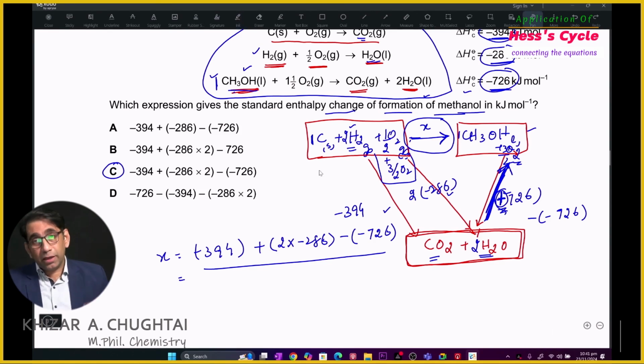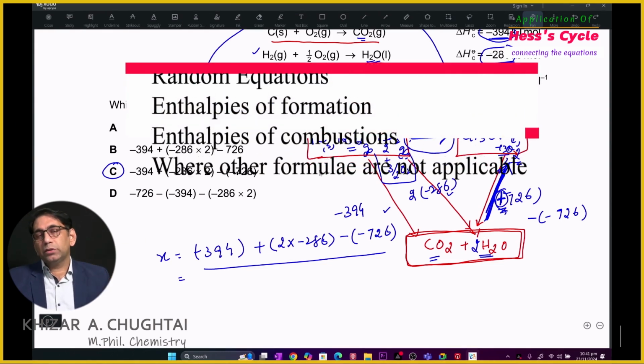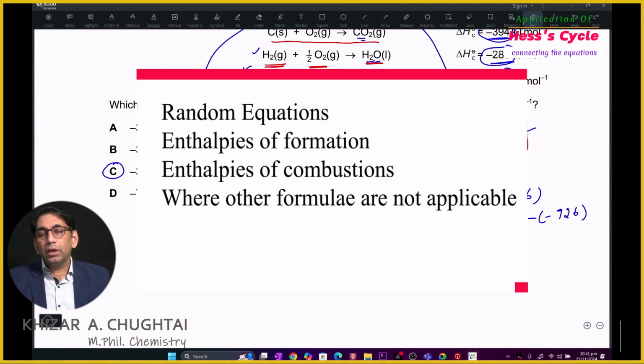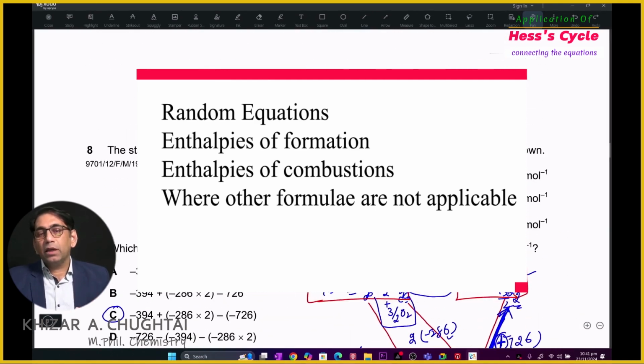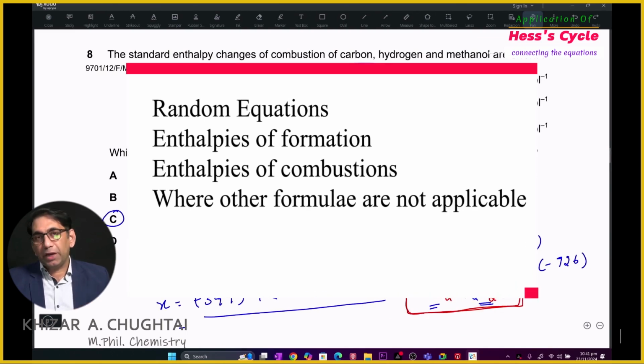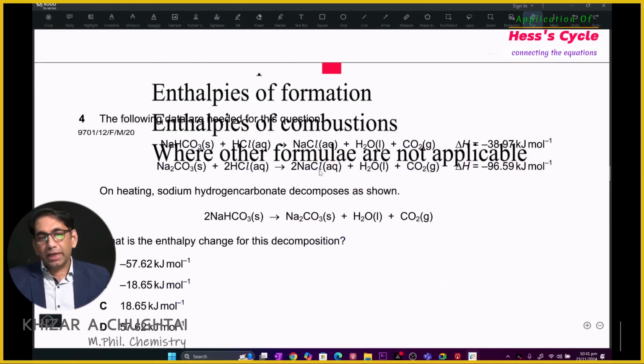Once again, if different equations are given, or enthalpy of formation, enthalpy of combustion is given, or if there is any question where you cannot apply the bond energy rule, where you cannot apply the delta T rule, delta H is equal to mC delta T is not applicable, there is only one way out to find the answer of that reaction, that is Hess's cycle.